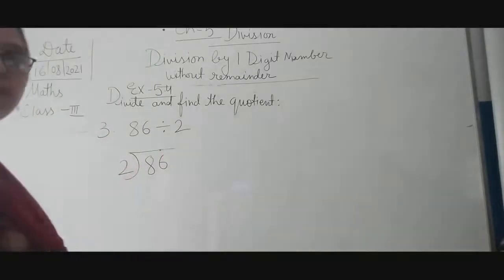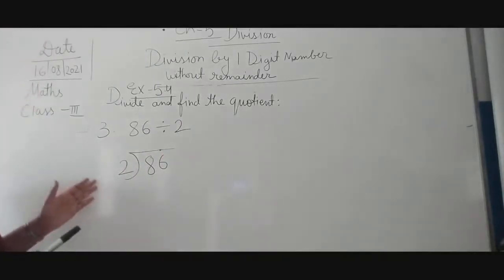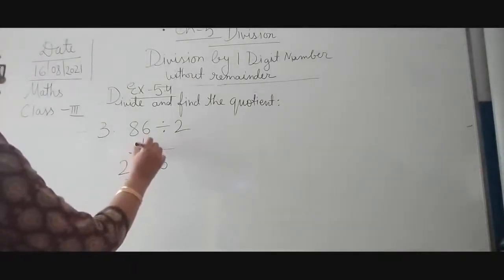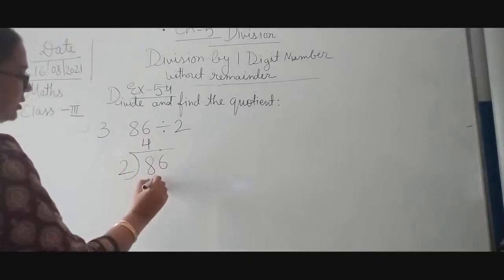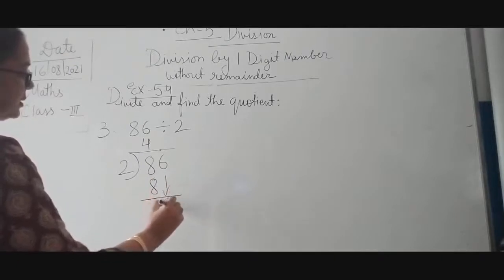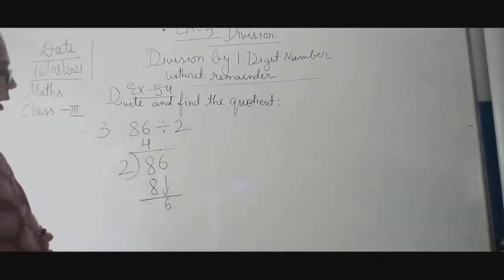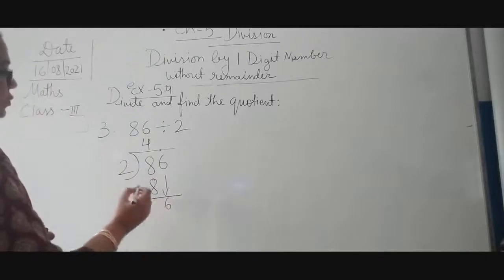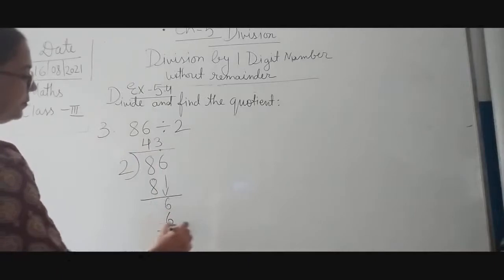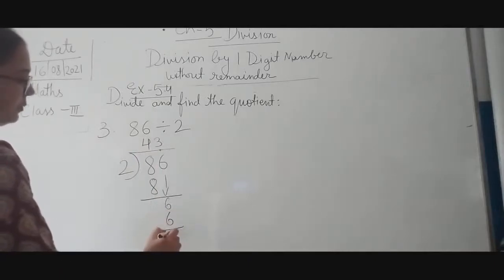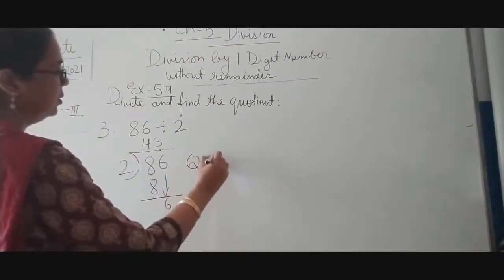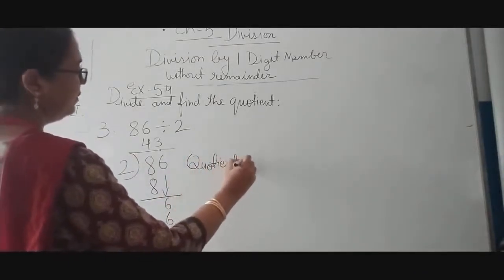Now we are going to tell the table of 2. 2 ones are 2, 2 twos are 4, 2 threes are 6, 2 fours are 8. So 2 fours are 8, children. So now here you can see 6 will be placed. Okay. Now 2 ones are 2, 2 twos are 4, 2 threes are 6. Okay, children. So here we will write 0. Quotient, we will get 43.